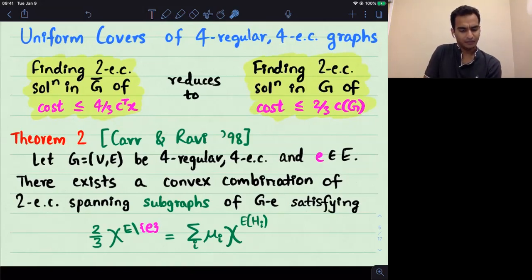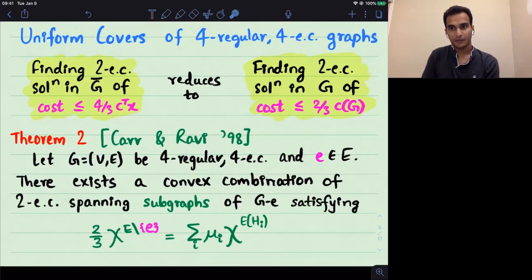Here on, we'll not focus on the version of 2ECM and rather focus our attention on trying to find cheap subgraphs of 4-regular 4-edge connected graphs.